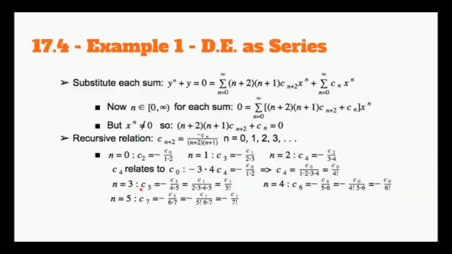N equals 3, where c5 equal to negative c3 over 4 times 5 equal to c1 over 2 times 3 times 4 times 5 equal to c1 over 5 factorial. And it's similar for n equal to 4. We get c6 equal to negative c0 over 6 factorial, and also n equal to 5, we get negative c1 over 7 factorial.